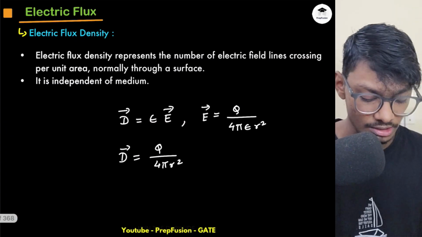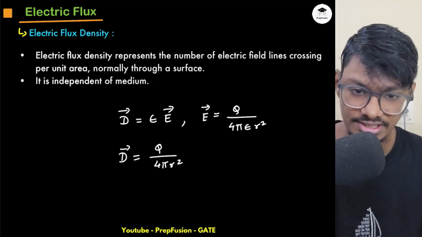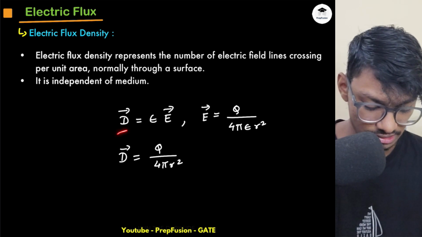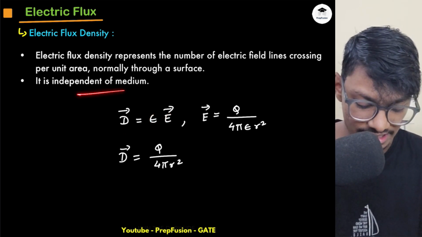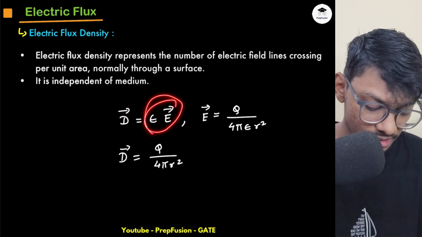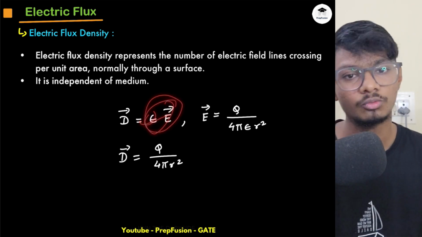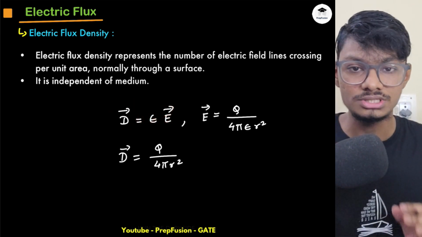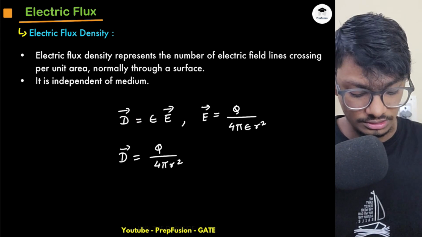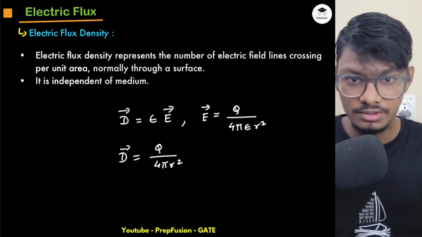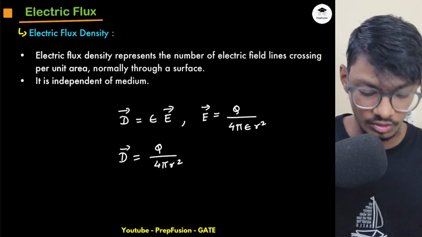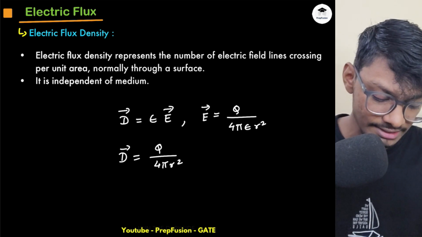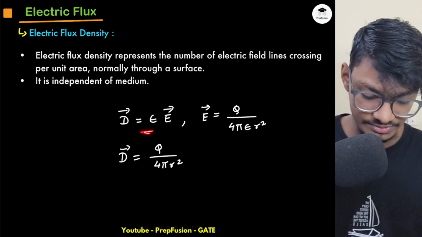So basically, it has another unit. Electric flux density has another relation, that is, electric flux density is epsilon E. It is independent of medium, because the medium has already been taken care of. So we use D, because D in vacuum and D in some other medium, let's say water, will be the same, because internally the formula for epsilon is already taken care of.